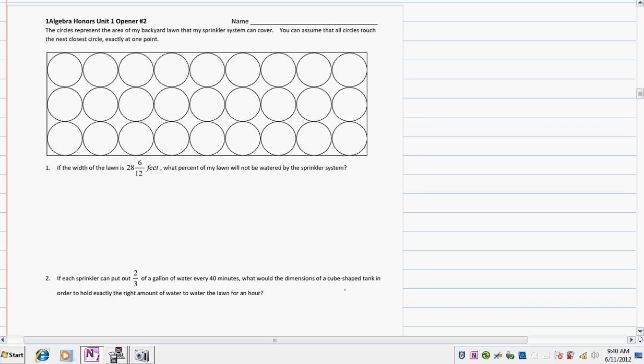So the circles represent the area of my backyard lawn that my sprinkler system covers. You can assume that all circles touch the next closest circle. If the width of the lawn is 28 and 6/12 feet, what percent of my lawn will not be watered by the sprinkler? So again, making sure we're defining, we want to know what's not going to be watered as a percent, knowing that the width is 28 and 6/12, and that we have this picture.